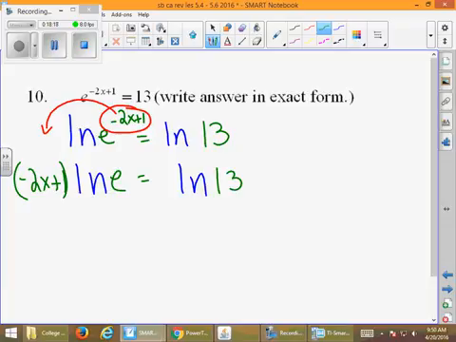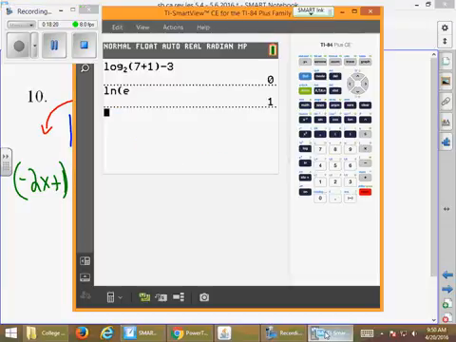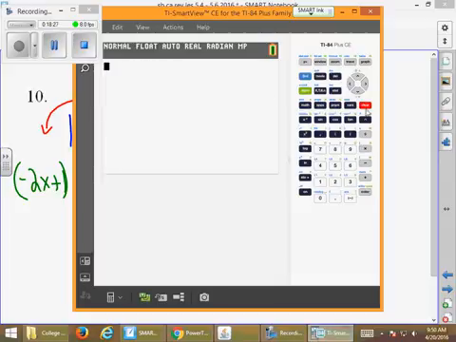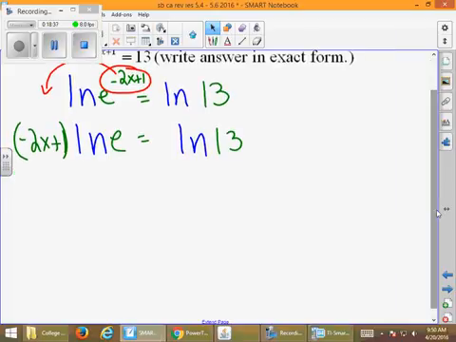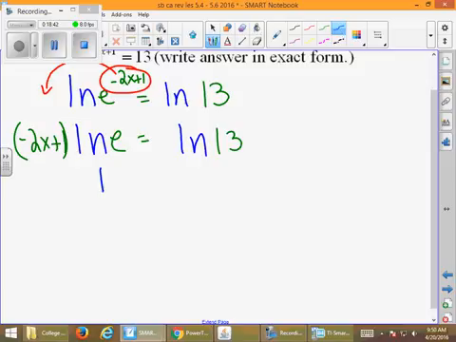Well, when we type in natural log of e, and it might still be on the calculator here, natural log of e is 1. So just to make sure you know how to type it in, I did natural log, and then I did second and the division sign, and then we type it in, we get 1. I recommend that you don't skip steps on this. Natural log of e is 1. And then we have the negative 2x plus 1. And over here, we still have natural log of 13.